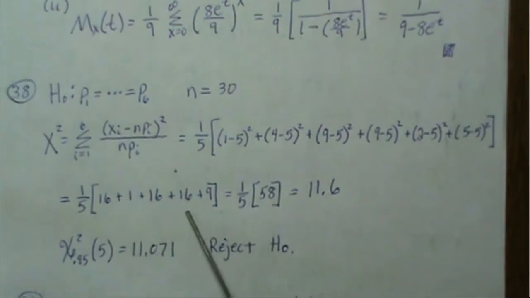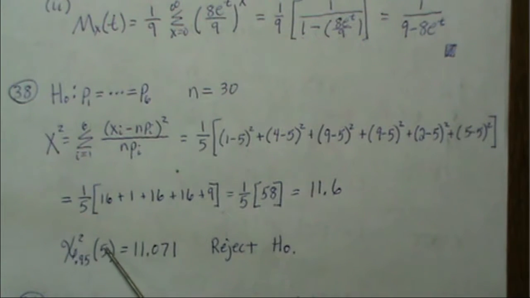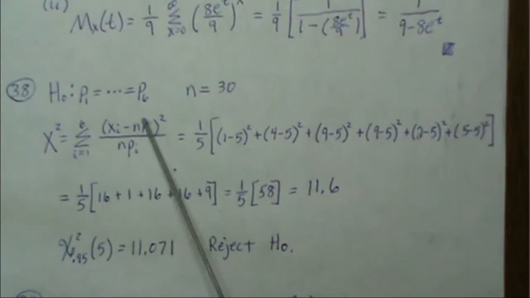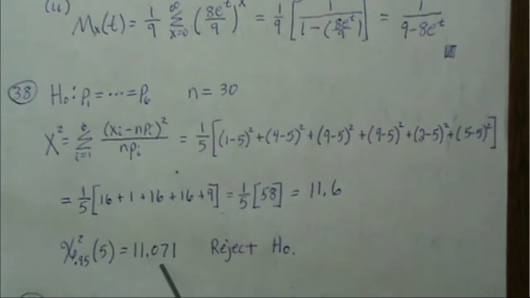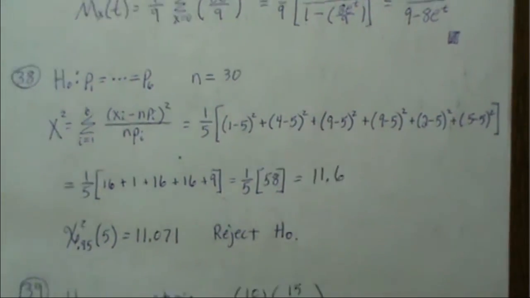Square all those, you get this. Add them up. Divide by 5, you get 11.6. Now the 95th percentile of chi-square with 5 degrees of freedom, which is the number of categories minus 1, is 11.071. So we reject the null hypothesis.